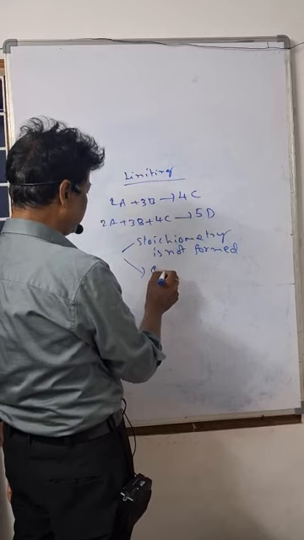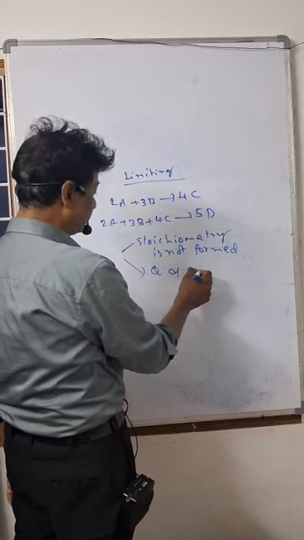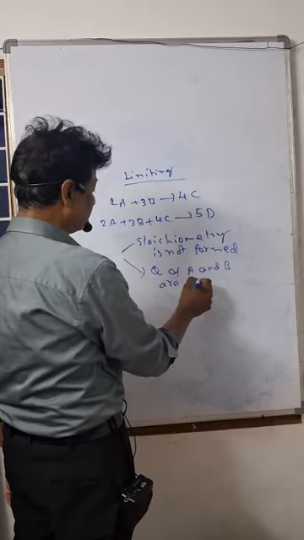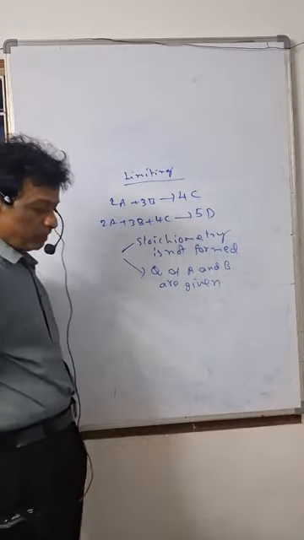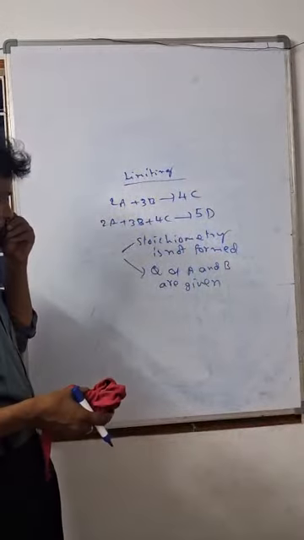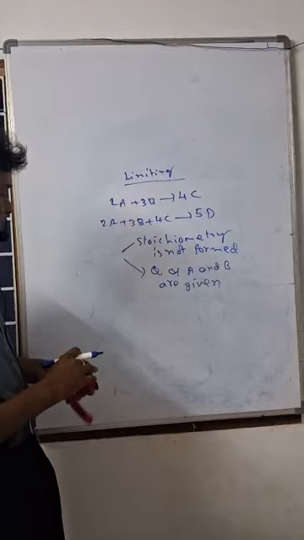Quantities of A and B are given. You can expect there is a limiting reagent, the one which is completely consumed in the reaction. That is the limiting reagent.